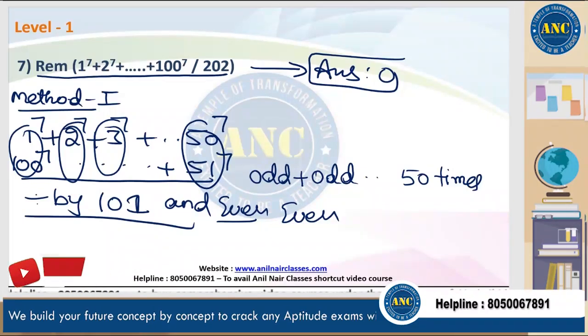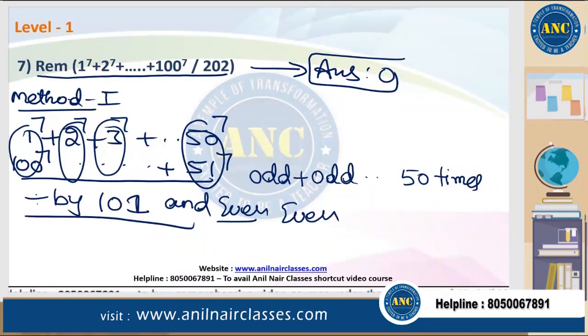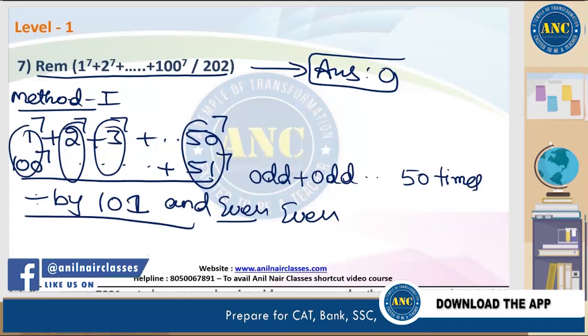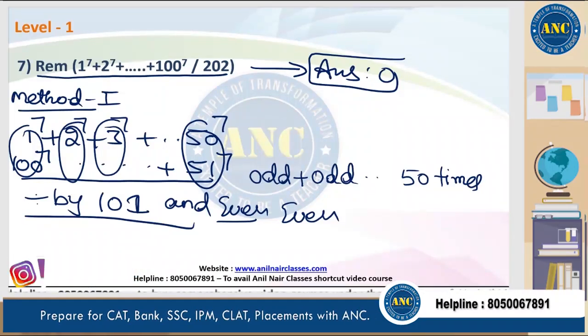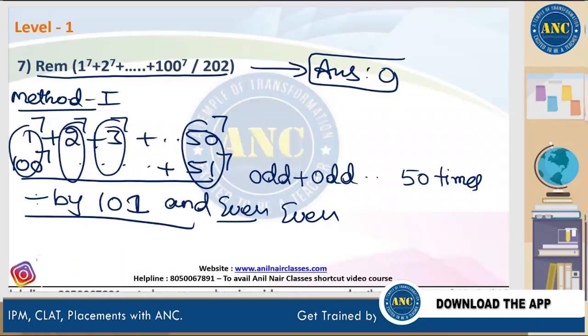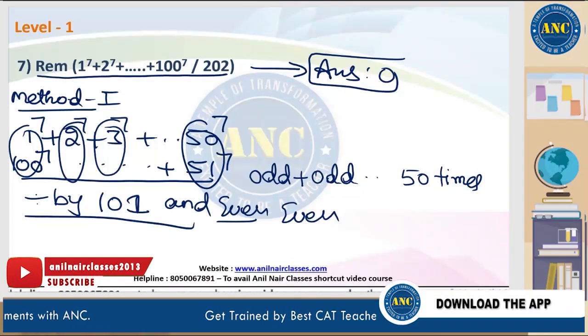And so on up to 50 power 7. 51 to 100. First plus last: 1 plus 100 is 101, 2 plus 99 is 101, 3 plus 98 is 101, 50 plus 51 is 101. So first and last, second and second last, third and third last, 50 and 51. All are divisible by 101. So the answer should be divisible by 101.